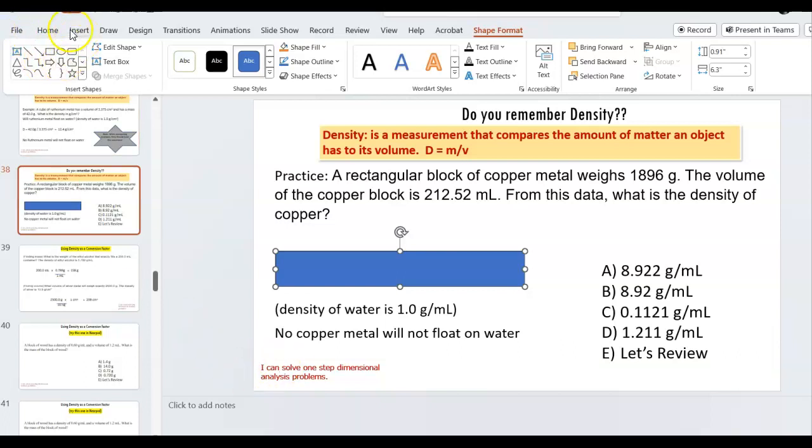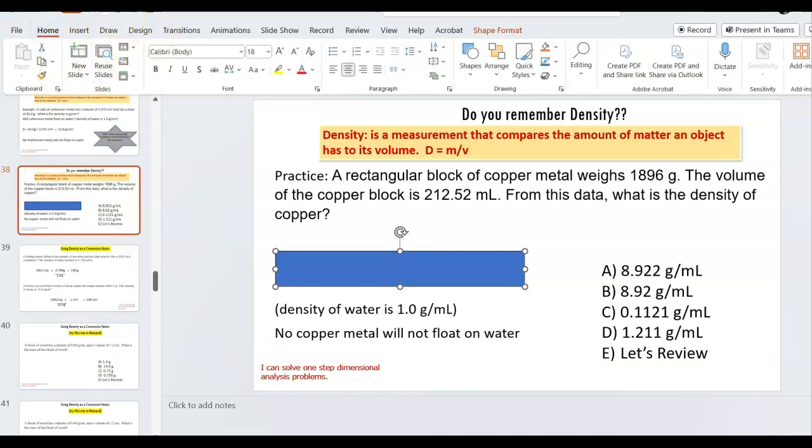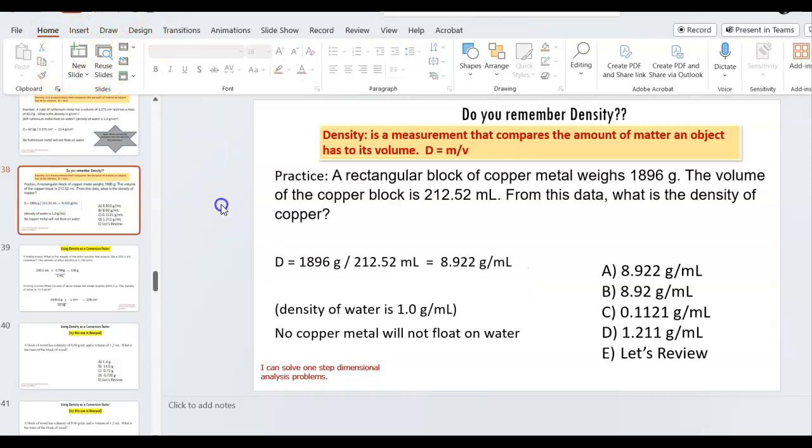Right, so I'm going to take that block back off that I just put on there. Then you can see the answer. So you just take the mass divided by the volume. Make sure we're paying attention to significant digits. Your answer should be grams per milliliter in this case, because those are the units that were given to us. And again, copper is not going to float on water because the density of water is 1, and this is 8.9.